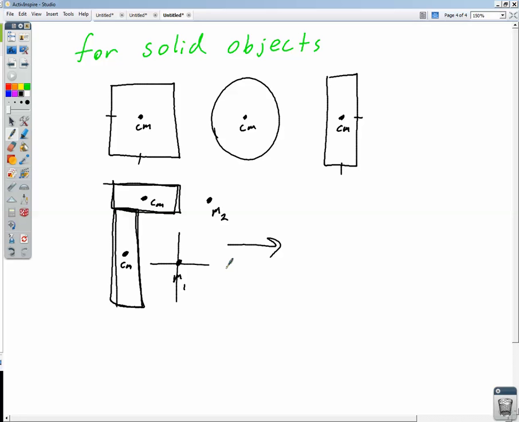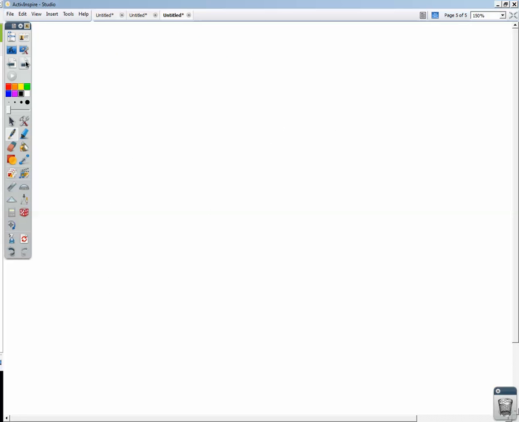So let's take a look at an example like this. So let's say we have a rectangular board, and that rectangular board has units of 2 meters on one side and 6 meters on another side, and it has a total mass equal to 10 kilograms.